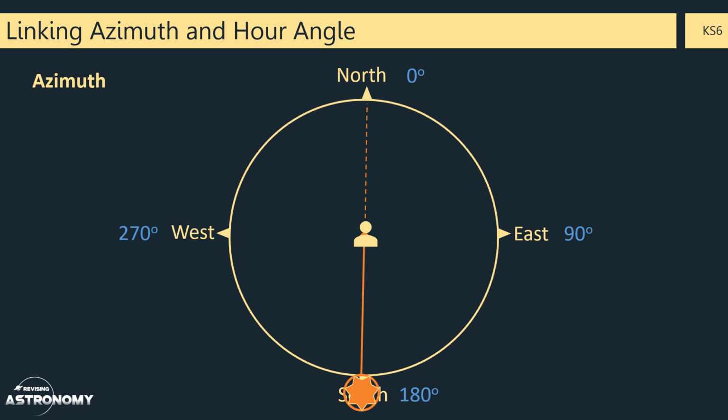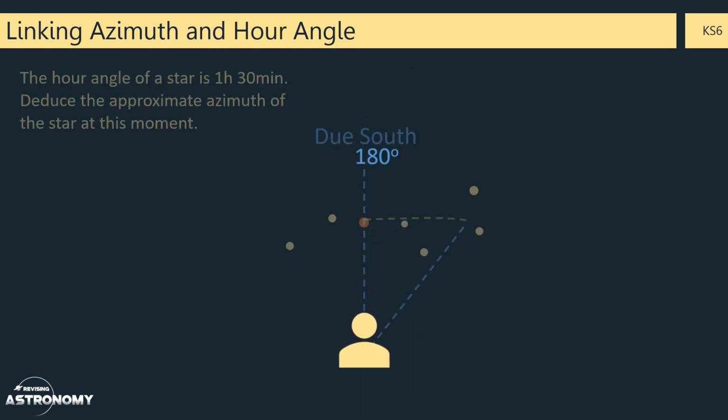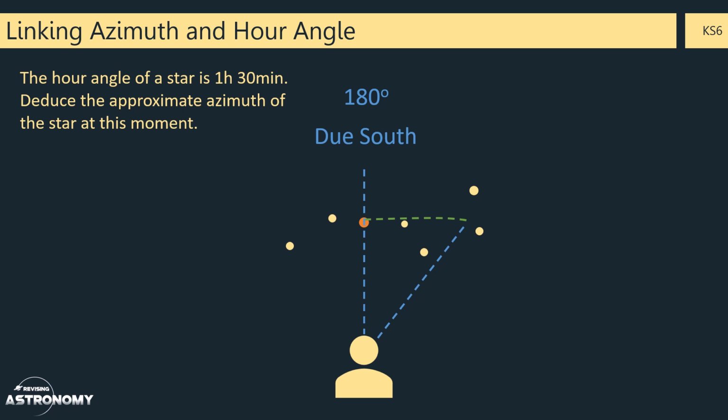Now let's put this into a scenario and imagine that you're looking towards the southern skies at night to observe the stars. In this example, a star has an hour angle of 1 hour and 30 minutes. Because it's positive, it means that the star has passed the observer's meridian, due south, 1 hour and 30 minutes ago. We therefore know that it's 1 hour and 30 minutes to the west of the southern meridian.